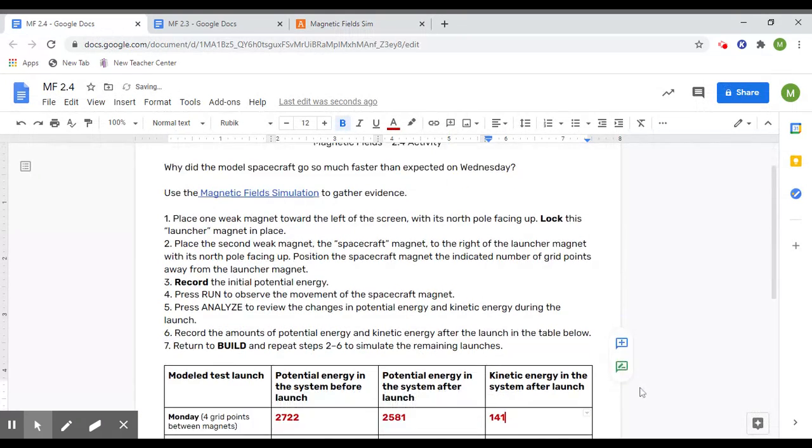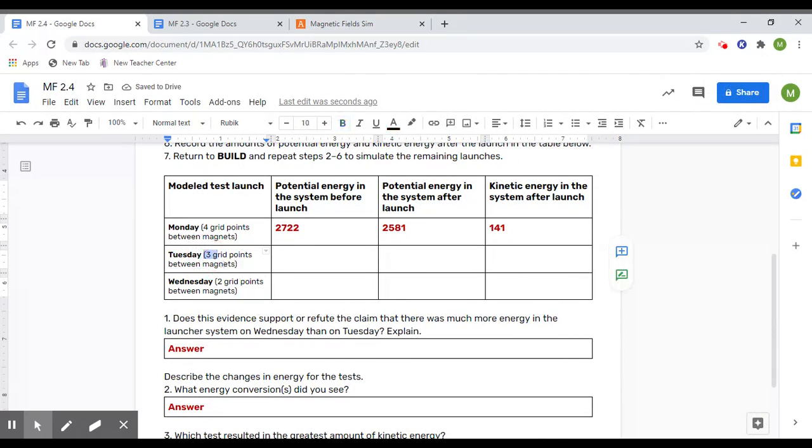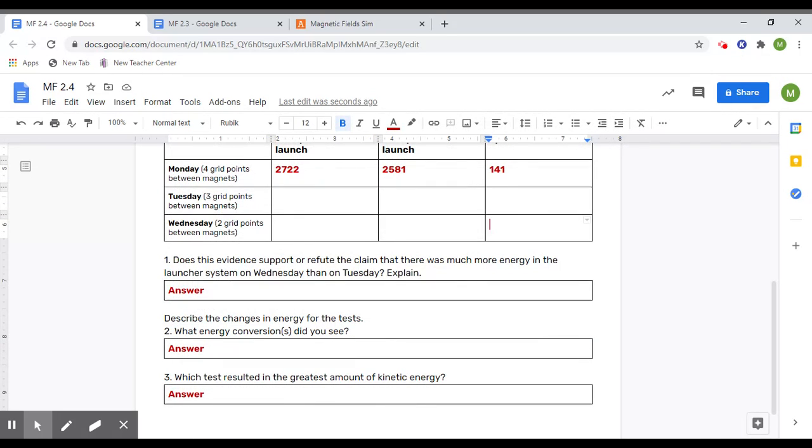So you'll do that for the Tuesday and the Wednesday launch, get that information, and then answer the questions down here. Today's assignment, you also have optional review quizzes. For your quiz tomorrow, I highly recommend doing it. There will be a few overlap questions potentially, so take a look at that and let me know if you have any questions.